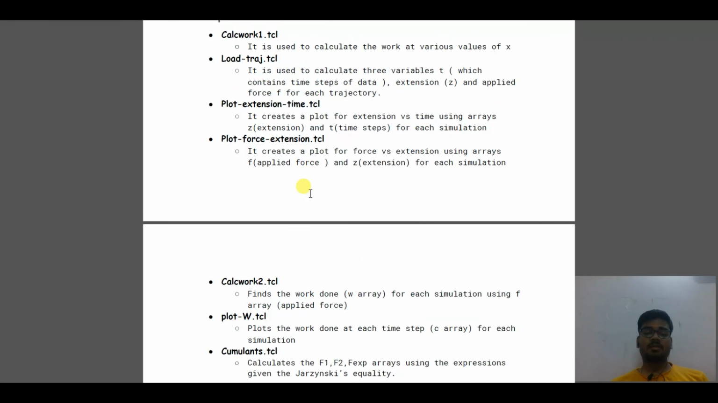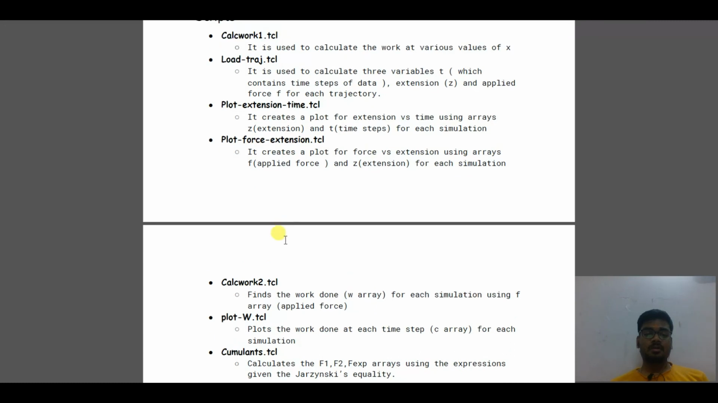Also, calc2.tcl is used to find the work done for each simulation using the f array, and plot w is again used for work done at each timestamp. Cumulant.tcl is used to calculate the f1, f2, and fexp arrays using the expression given in Jarzynski's equality.